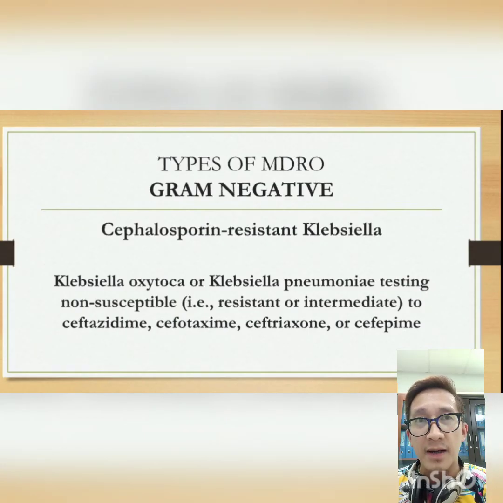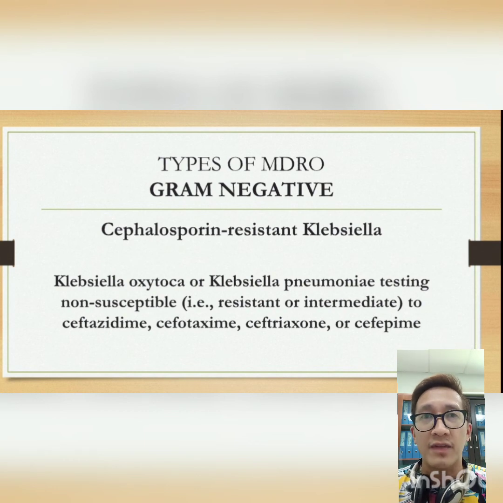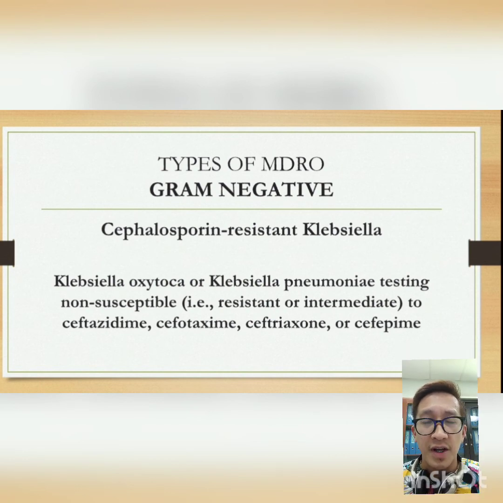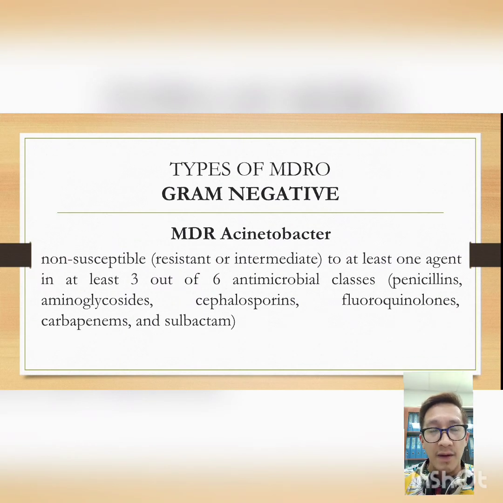The second gram-negative multi-drug resistant organism is your cephalosporin-resistant Klebsiella. These are your Klebsiella oxytoca or Klebsiella pneumoniae that is non-susceptible to ceftazidime, cefotaxime, ceftriaxone, or cefepime. The third gram-negative MDRO is your MDR Acinetobacter.